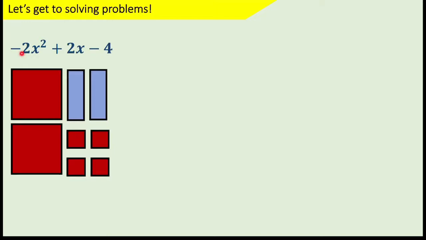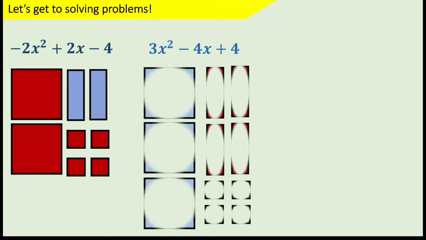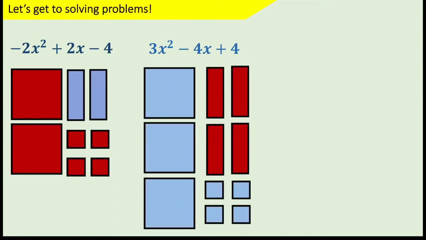So representing this with negative values, we just simply color code. I use red to represent negatives in this video. So we have negative 2x squared, so this is going to be negative large squares, so red, plus 2x, there's our 2 rectangles, minus 4. So we have 4 1's here. We're going to represent this expression as well with algebra tiles, so 3x squared minus 4x plus 4. Boom. 3x squared minus 4x and plus 4 1's.